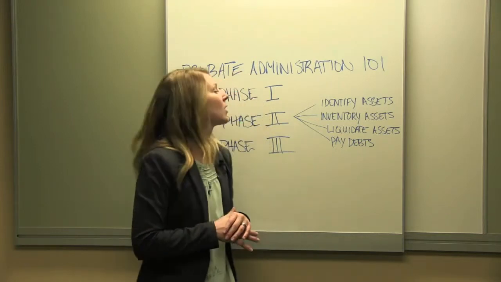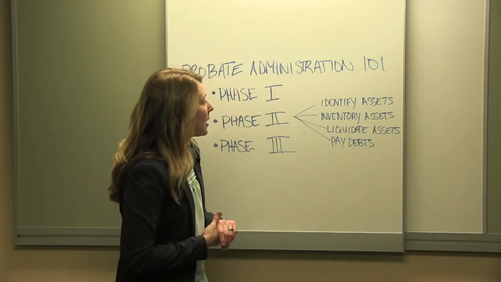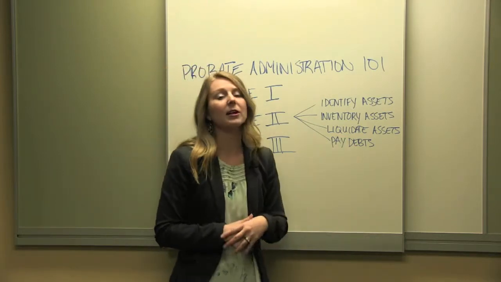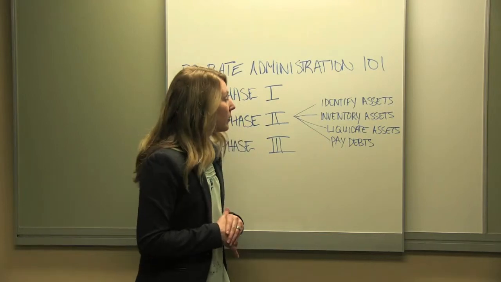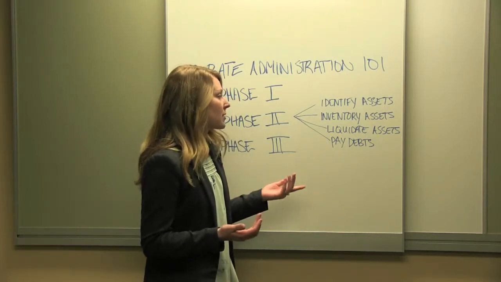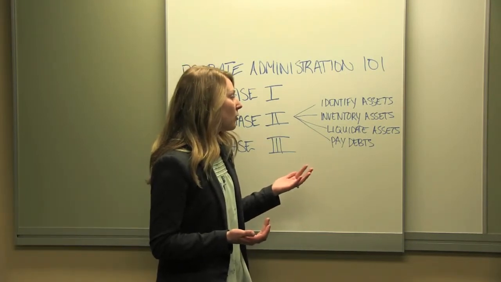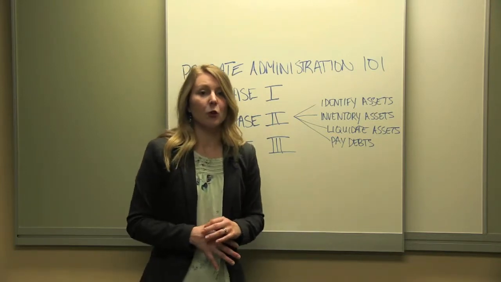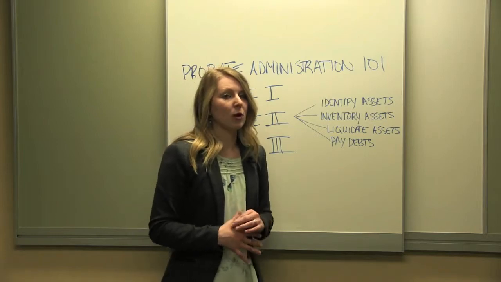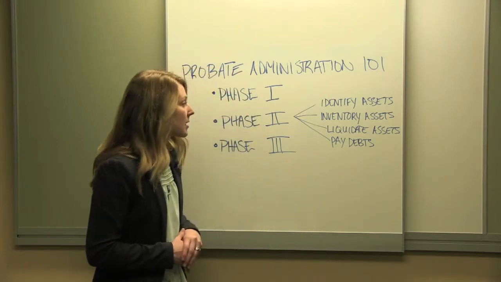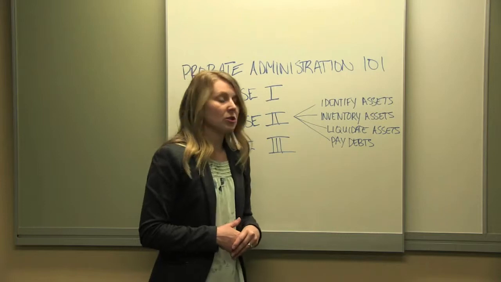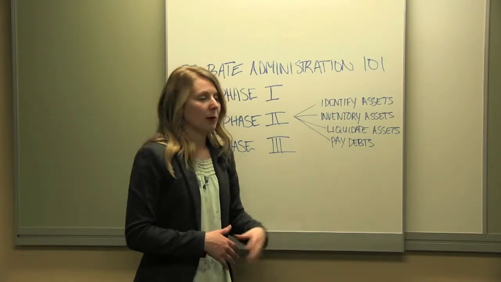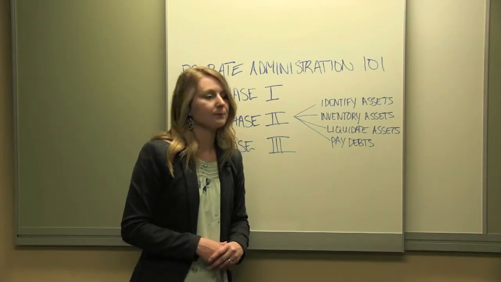If an executor has to open an estate within 6 months and creditors make a claim against the estate, or if a creditor just makes a claim against the estate during that time period, then those debts are going to have to be paid out of the assets of the estate. And so the fourth thing here that we do is we basically take the liquidated assets that we have and we pay those debts with that money.